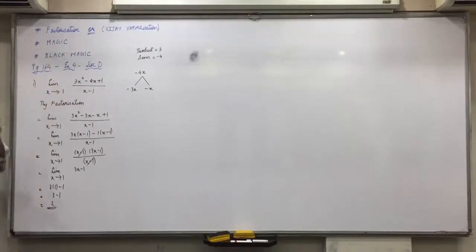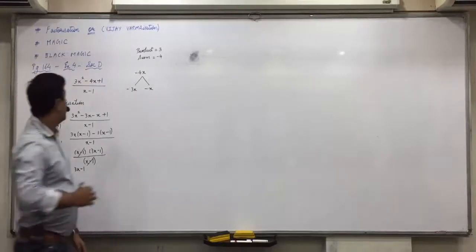If you would have done the tabular method, taking the values 0.9, 0.99, 0.999 and 0.9999, your answers would come 1.8, 1.98, 1.998 and 1.9998. And in the same way with 1.01, 1.001, you will get 2.02, 2.002 and so on. So your answers would come near to 2. By factorization, we obtain the same thing, that as x tends to 1, f(x) tends to 2.